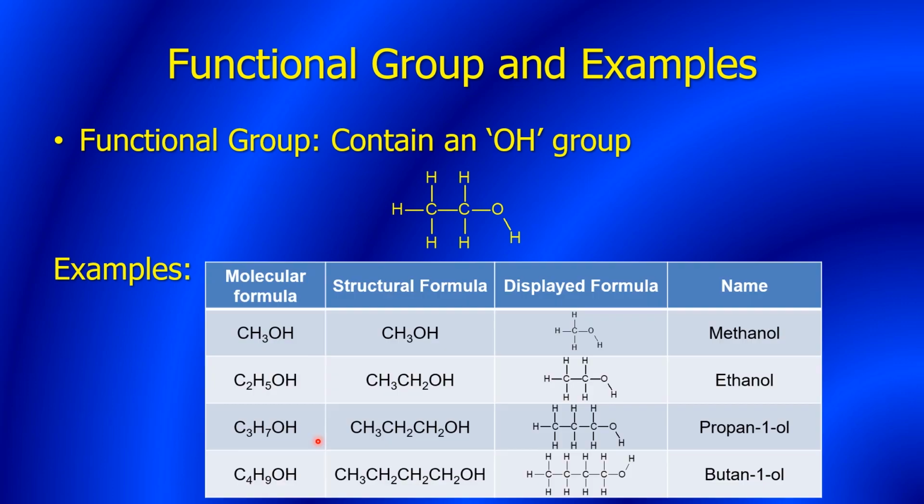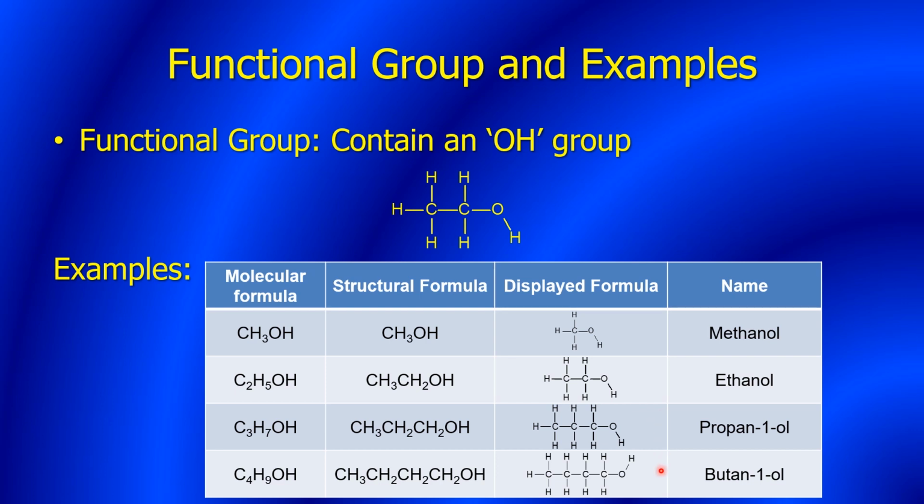Some examples of alcohols, you can see here on the table. The smallest alcohol is methanol with just one carbon. Ethanol is our second member with two carbons, structural formula CH3CH2OH, and the displayed formula there. The third member is propanol, sometimes called propan-1-ol, because the alcohol group here is attached to the end carbon. So this carbon here would be assigned the number 1, and so it would be propan-1-ol.